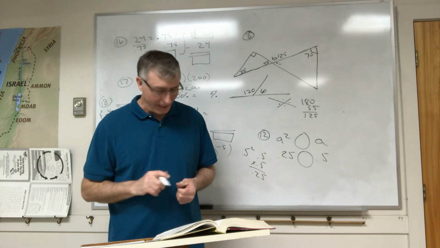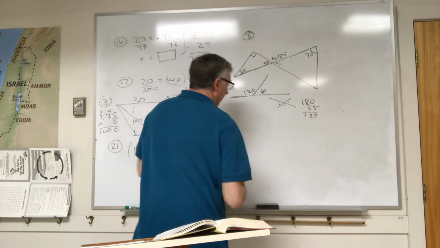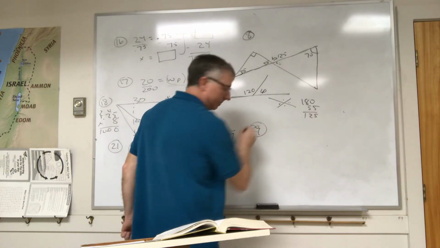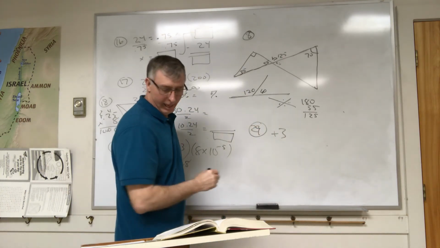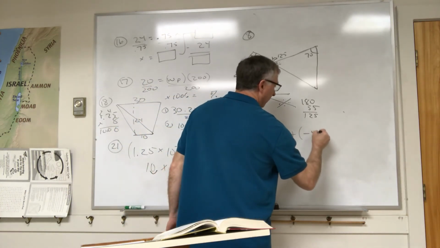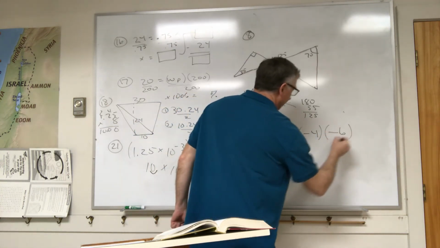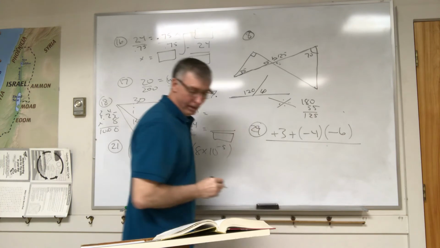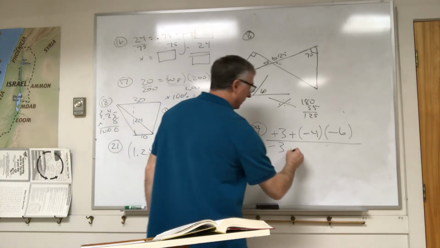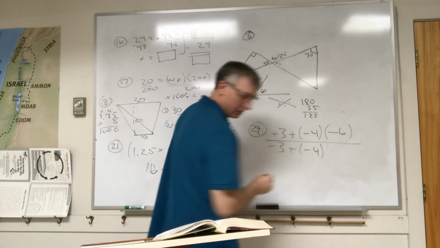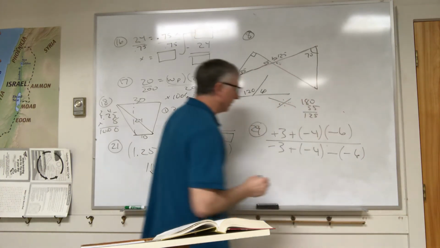Let's go into 29 and 30. So 29 is a positive 3 and negative 4 and a negative 6. And then I have a negative 3 and plus a negative 4 minus a negative 6. Okay.